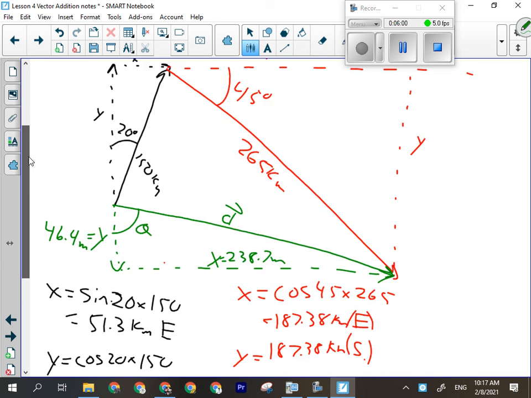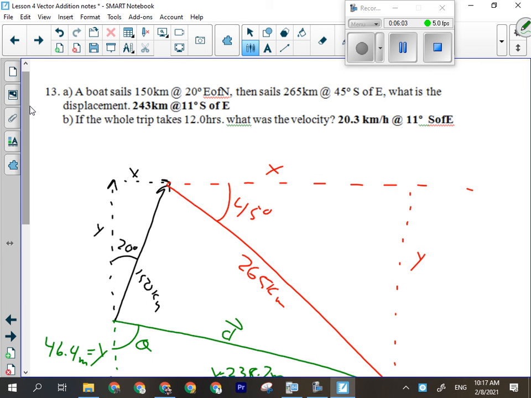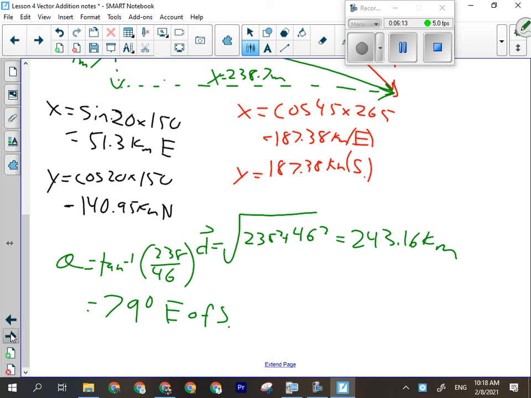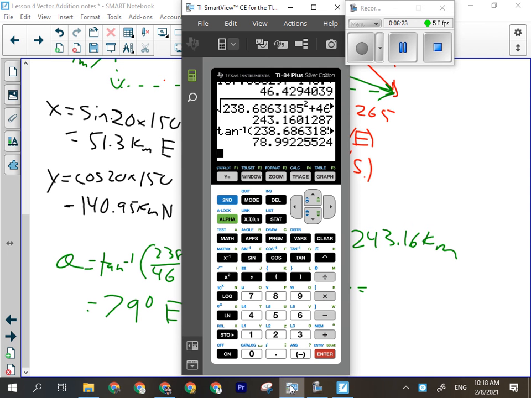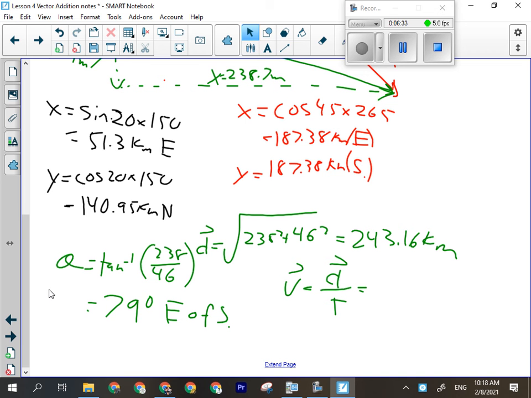Okay, and the question didn't want the displacement. Yeah, sorry, they did want the displacement, which we already have. It could be 11 south of east or 79 east of south. The whole trip takes 12 hours. What's the velocity? All right, so I've got to take my total displacement, this number here, and divide it by the time, 12 hours. So 243.16 divided by 12. All right, so we're looking at 20 kilometers per hour at 79 degrees east of south, or at 11 degrees south of east.